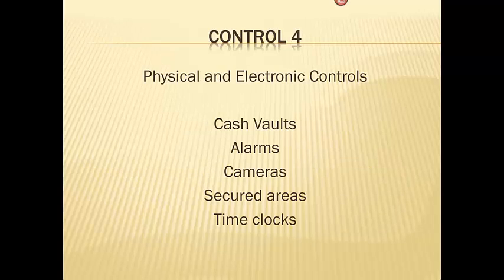Number 4. These are usually pretty obvious in most companies. You've got physical and electronic controls. Things like cash vaults. Oftentimes at a retail business, underneath the floor or something like that is a safe where cash goes. Or a lot of companies have gotten to where the person who's responsible for that cash goes and deposits it at the bank. Usually there's no cash anywhere at retail establishments anymore. There are alarms, or you might have cameras. You'll have secured areas, and time clocks are also an electronic control.